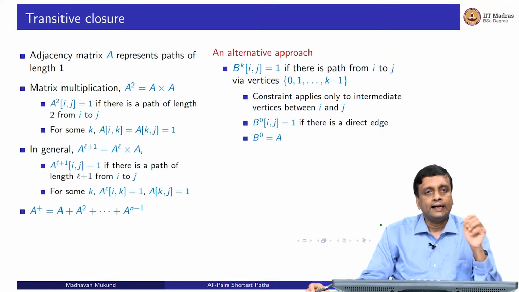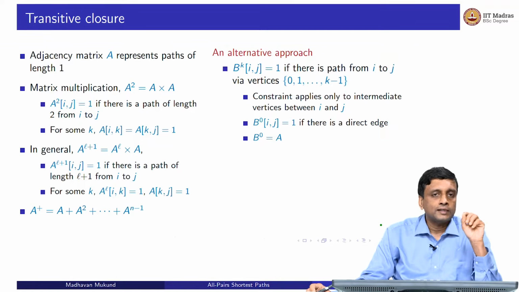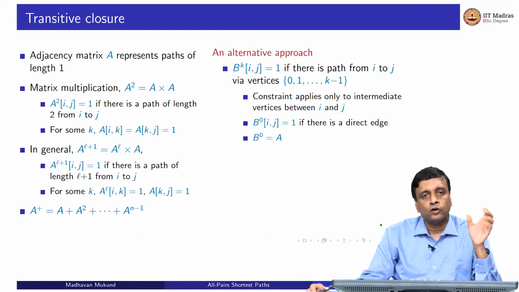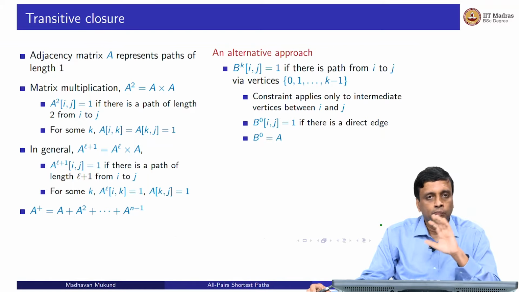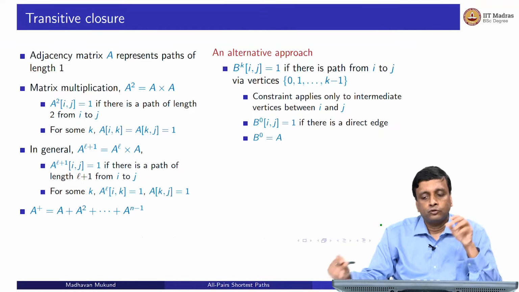So, this tells me from any i to any j, if I am only allowed to pass through 0 to k minus 1. So, i and j need not themselves be between 0 and k minus 1, they could be arbitrary, but I am only allowed to visit these vertices in between. So, it is a constraint on where I am allowed to stop on my way from i to j.